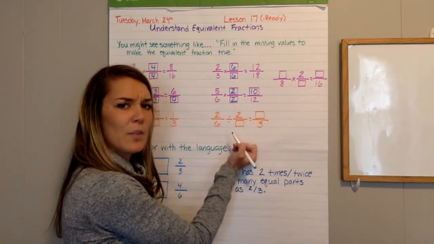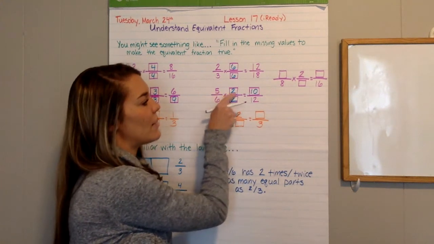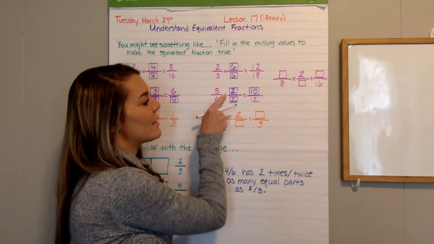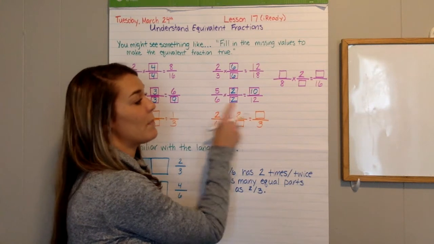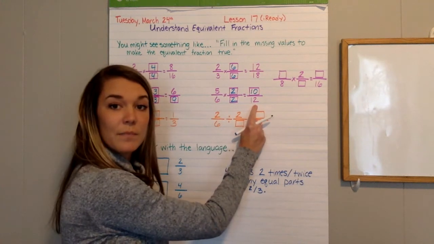Just going to check my puzzle, make sure it all makes sense. 5 times 2 equals 10. 6 times 2 equals 12. Perfect. So 5/6 is equivalent to 10/12.